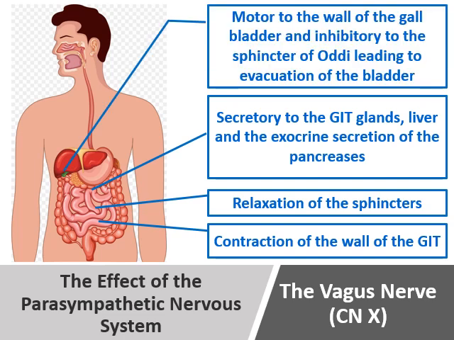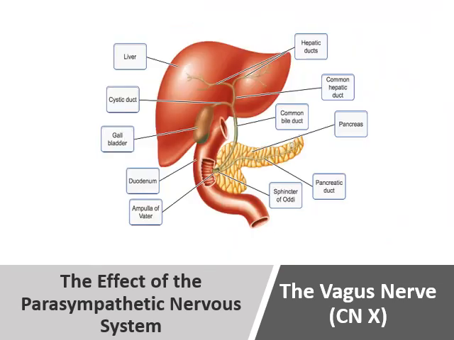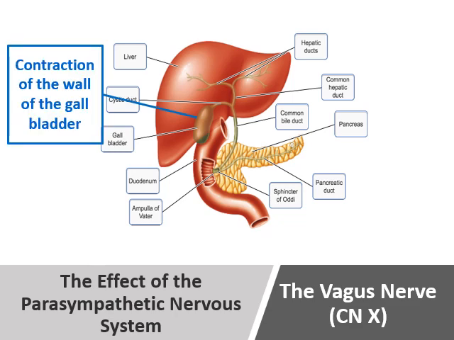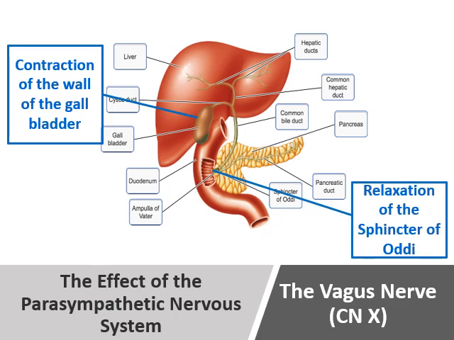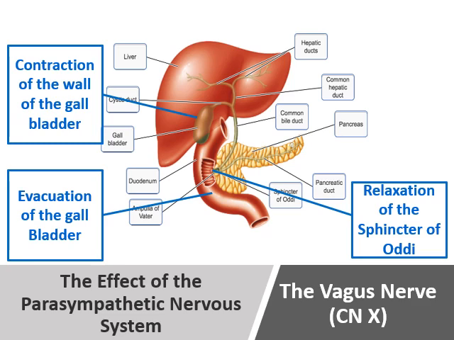It also sends motor fibers to the wall of the gallbladder and inhibitory fibers to the sphincter of Oddi, leading to evacuation of the gallbladder. So remember that parasympathetic stimulation leads to bile secretion from the gallbladder as a result of contraction of the wall of the gallbladder and relaxation of the sphincter of Oddi, leading to evacuation of the gallbladder.